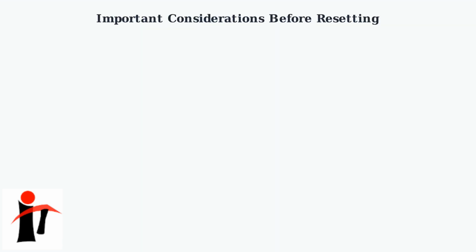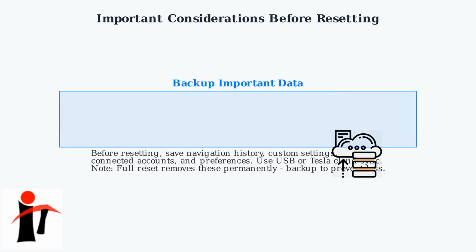Before performing a factory reset on your Tesla Model X, there are several important considerations to keep in mind to ensure you don't lose valuable data or encounter unexpected issues. First, back up any important data you want to save, such as navigation history, custom settings, connected accounts, and preferences. While a full reset is designed to remove these, you can use a USB drive or Tesla's Cloud Sync to preserve them. Experts from automotive sites emphasize this step to prevent permanent data loss, especially for resale purposes.